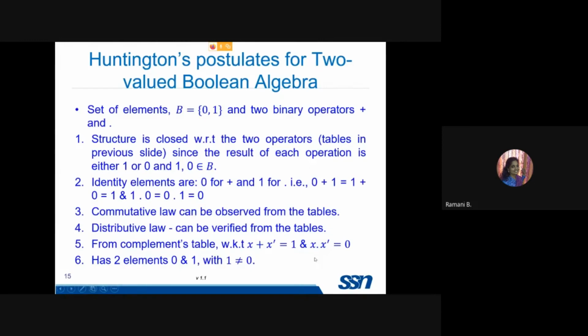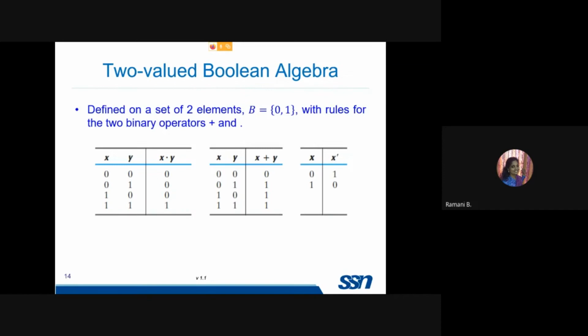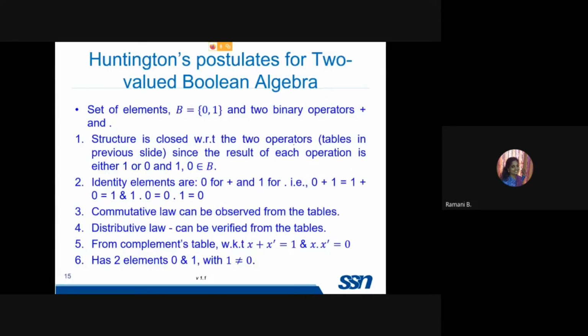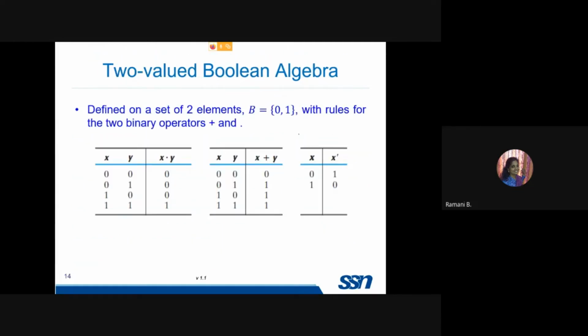Okay. And then from the complement table, so here we can see. It is said that x plus x bar is equal to 1 and x dot x bar equal to 0. So 0 plus 1 will give me a 1, whereas 0 dot 1 will give me a 0, because any one of the elements is 0 and you will get a 0.